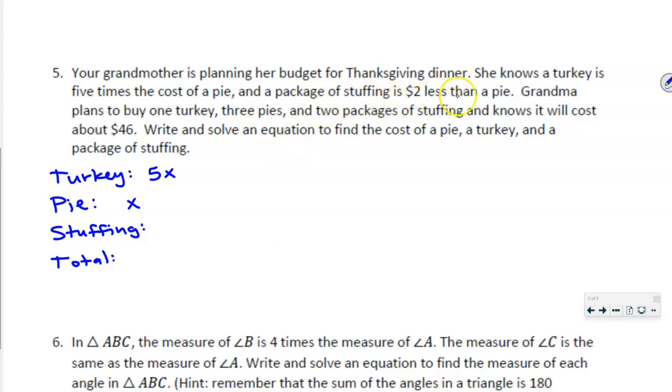Stuffing is $2 less than a pie. So, similar to our last problem, if a pie is $10, $2 less than that would be 8. If a pie is $4, $2 less than that is going to be 2. So, since a pie is x, then that means $2 less than that is going to be x minus 2. Noticing each time I'm subtracting 2. And I can't subtract 2 from x, so it stays unsimplified x minus 2. We know the total is $46.